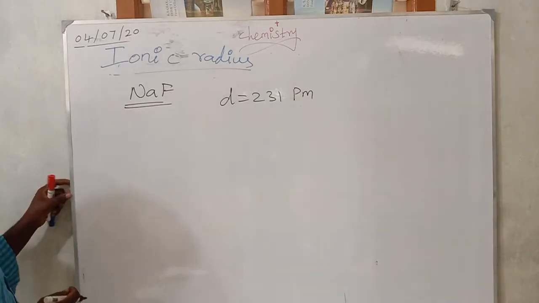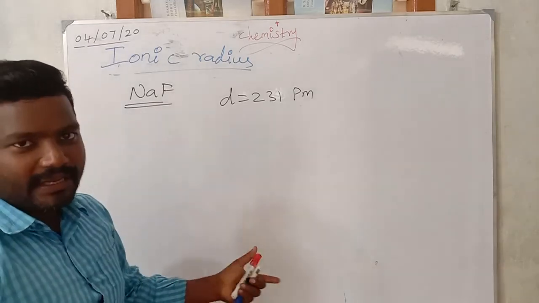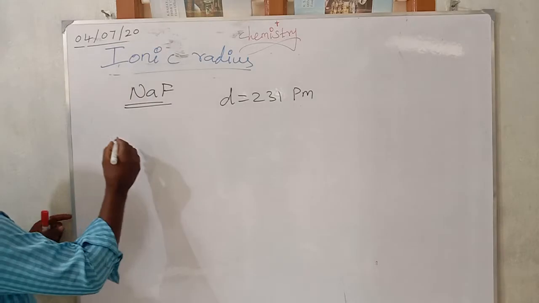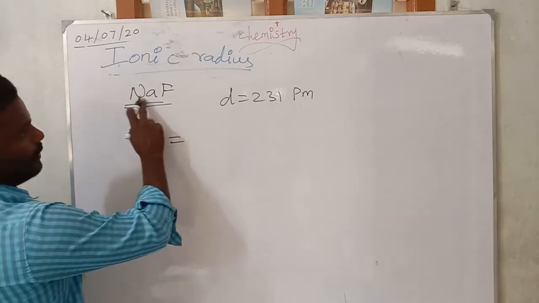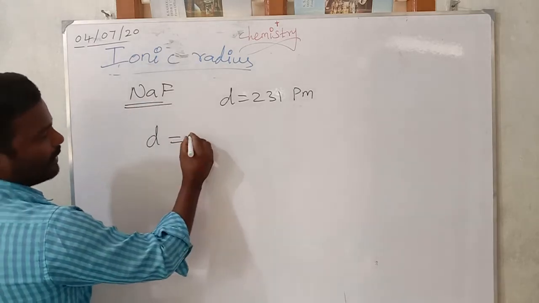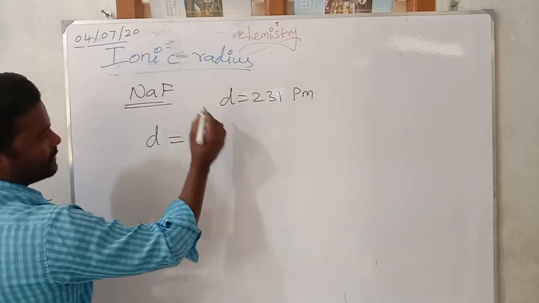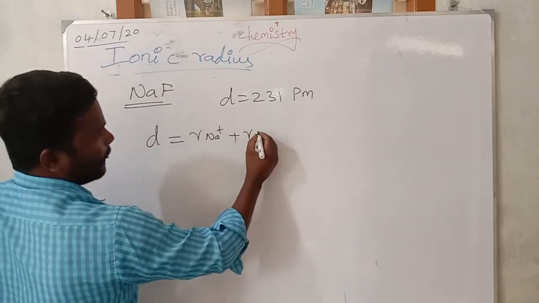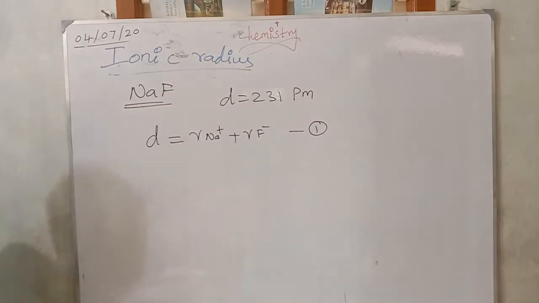What's the formula? How do you write it for sodium fluoride? We already know the 5 equations you want to apply for sodium fluoride. First equation, the interionic distance D is equal to the radius of the cation. Here which one is the cation? Na plus. Then the radius of the anion. What's the anion here? F minus. So we got equation 1.